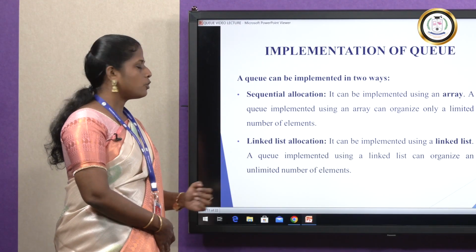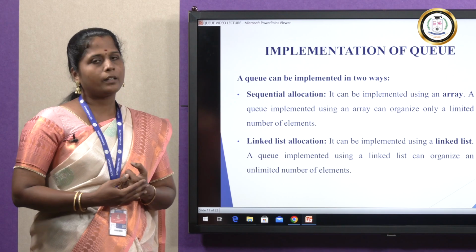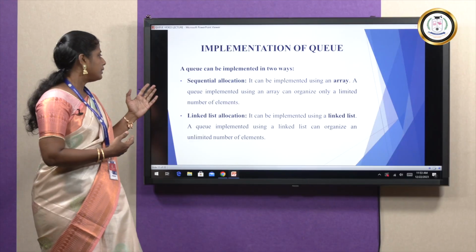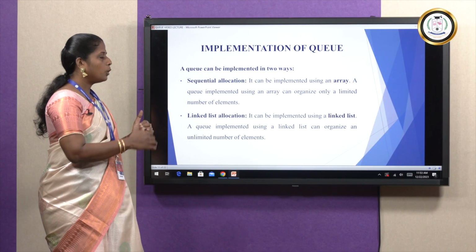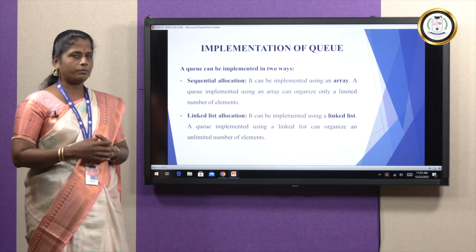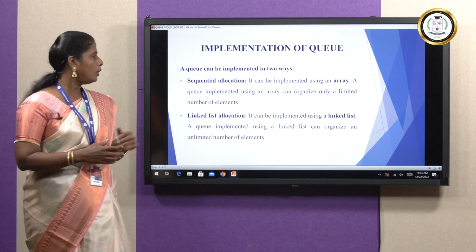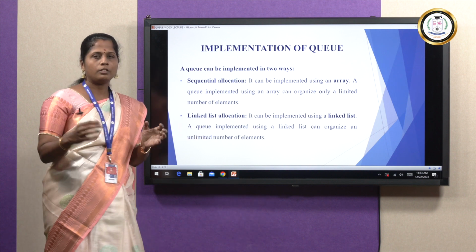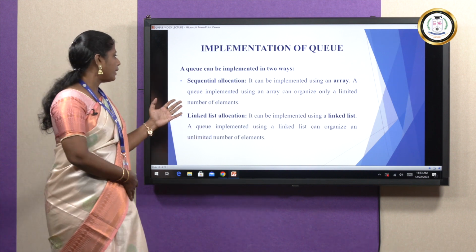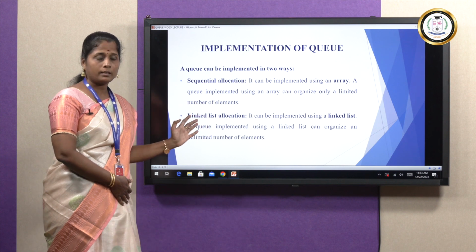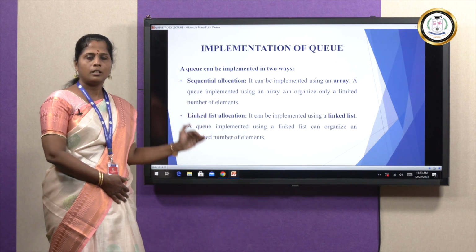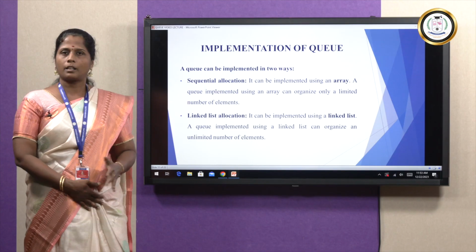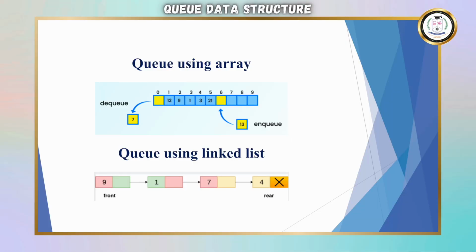And the next approach is linked list implementation. We can implement a queue using a linked list. This linked list can be used to overcome the disadvantages we have in an array. A linked list can have an infinite number of elements; there is no limitation on the size of a linked list. So we can implement a queue using a linked list if we want to store an infinite number of elements. And these are some examples of a queue using an array and a queue using a linked list.